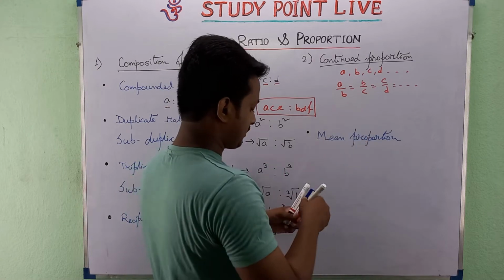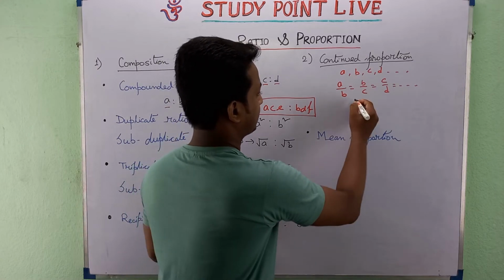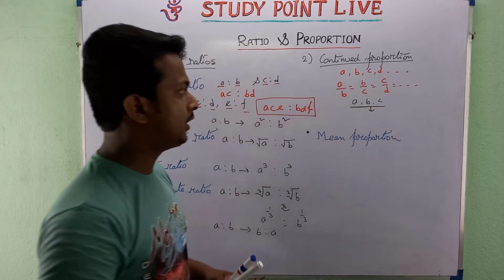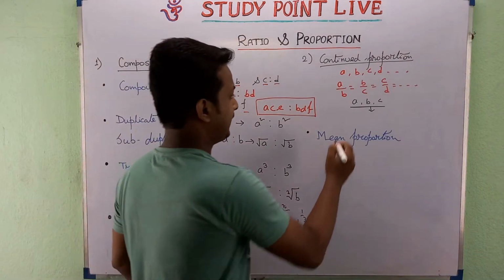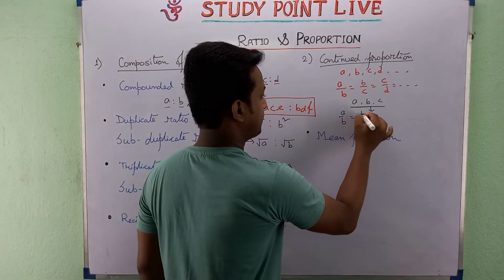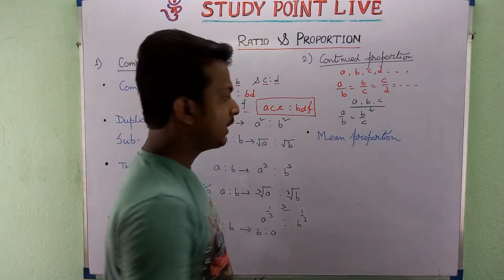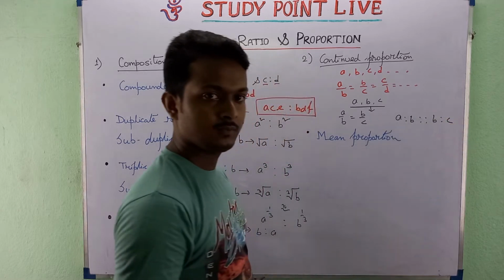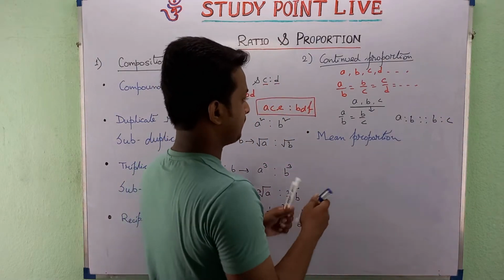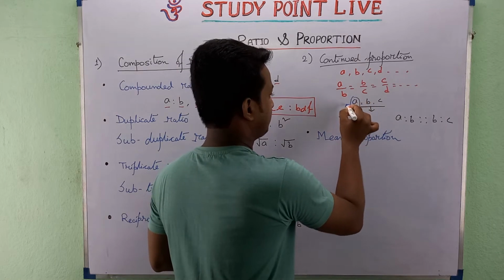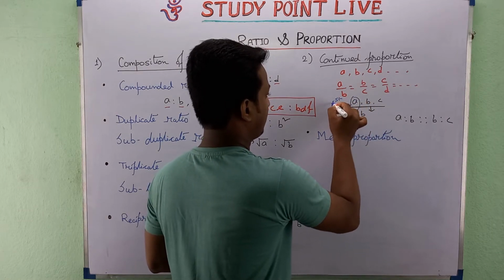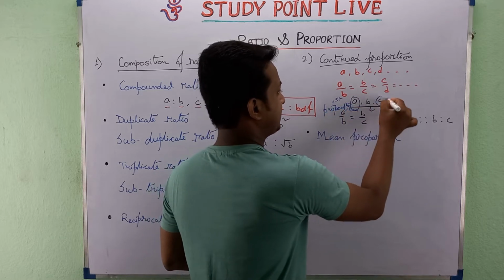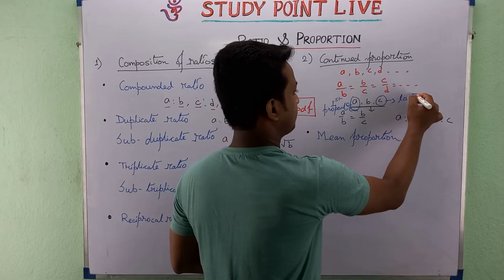But if we want to write it for only three elements, A, B and C, the continued proportion of A, B and C will be like A by B and B by C. It means A is to B is equal to B is to C. Okay, so here this A is the first term, it is called the first proportional. And this C is called the last proportional.